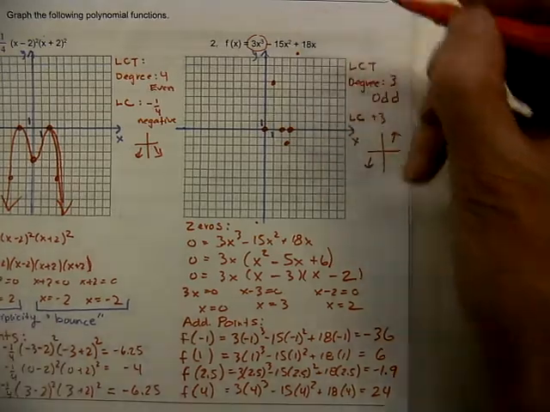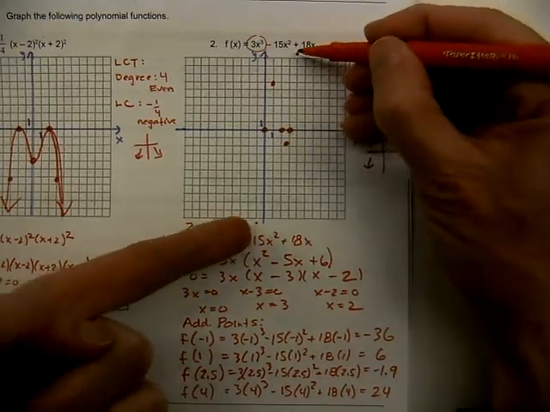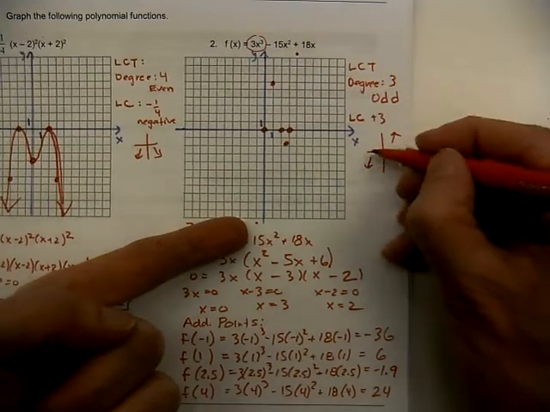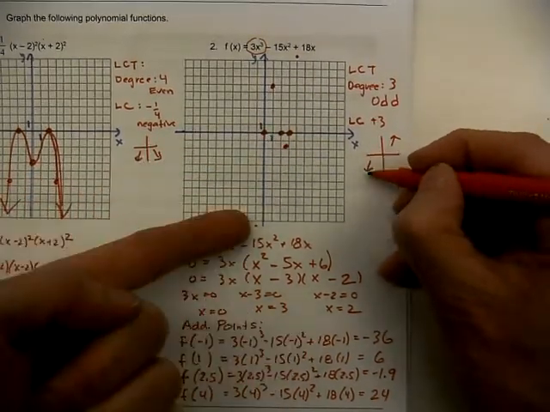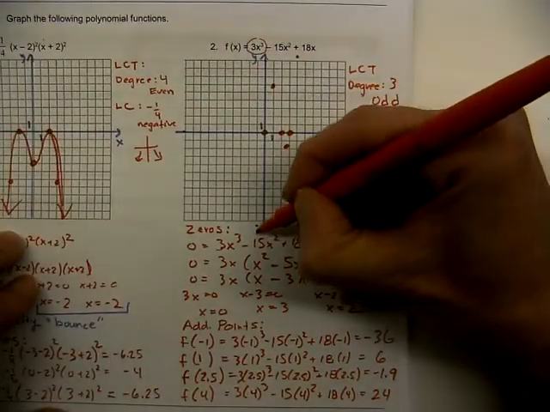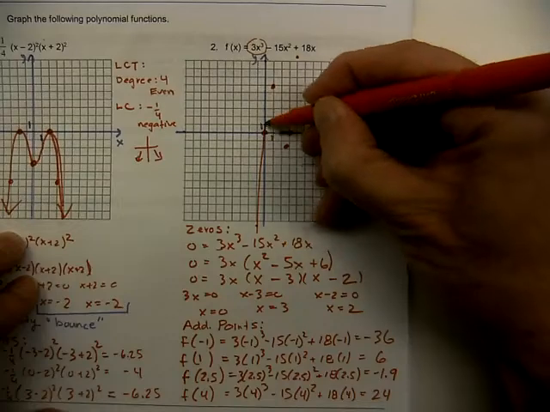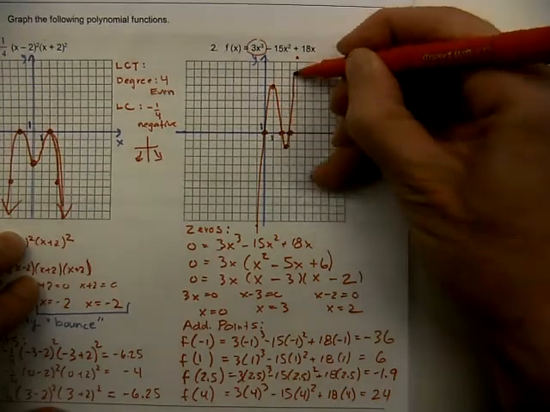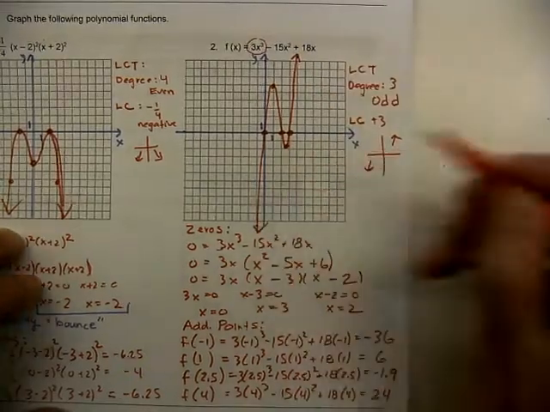So when we have these dots that are off the grid, that's okay, but we should just check to make sure that our computations match our expectation. We should be falling on the left and rising on the right, and we are. So there's our graph, something like that.